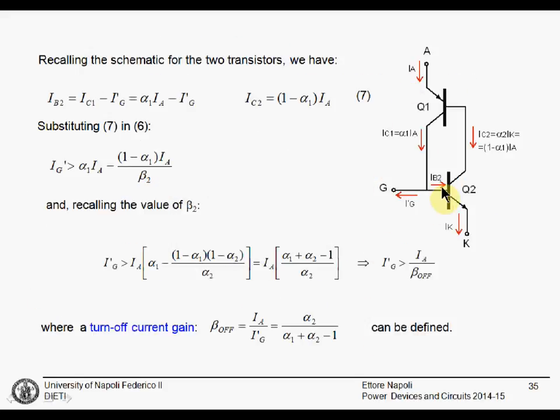Recalling again the schematics of the two transistors, here we have also the gate current. We know that this IC1 is alpha 1 multiplied by the anode current. We know that this IC2 is alpha 2 multiplied by the cathode current. And we also know that the sum of these two currents is the anode current. This means that this current is also equal to 1 minus alpha 1 multiplied by the anode current.